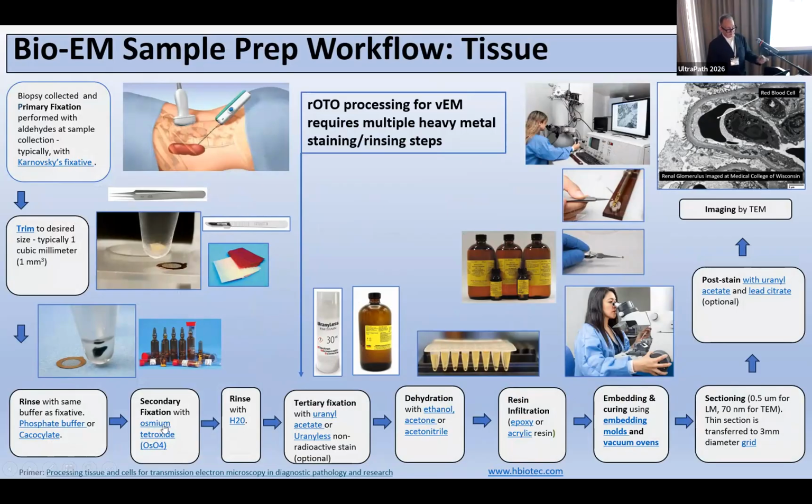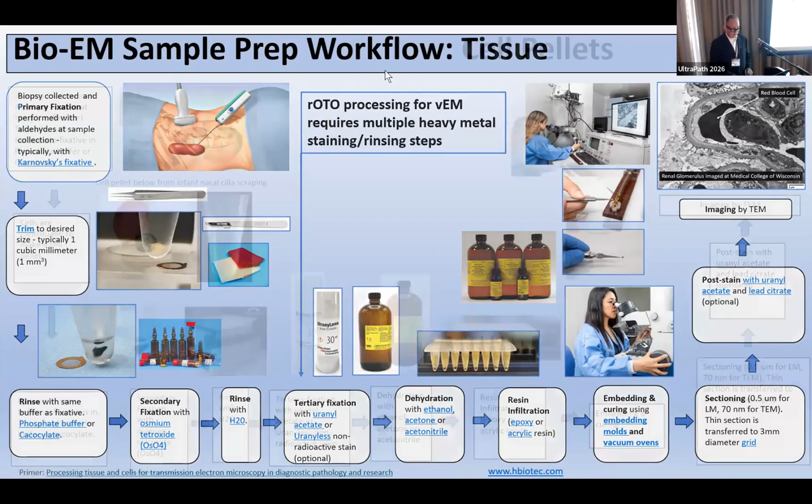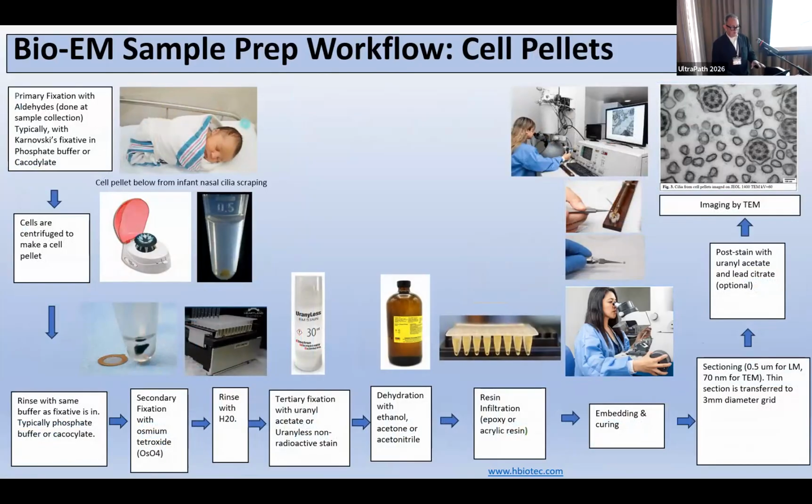So you rinse it, you do secondary fixation or staining, some people call it. If you're doing the rOTO processing, for people who don't know, it's reduced osmium and then thiocarbohydrazide and then unreduced osmium. And the osmium is reduced with potassium ferrocyanide. And then you have to dehydrate it, infiltration, embedding, curing, and imaging. And I won't spend too much time on this one. The point is that the beginning part is what's different.